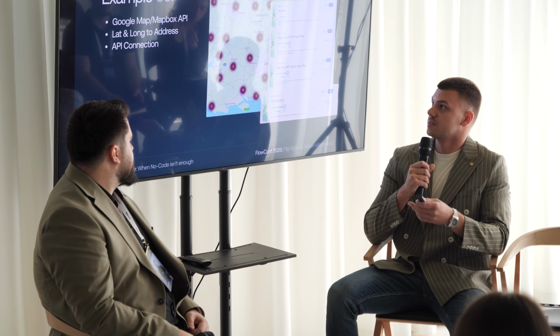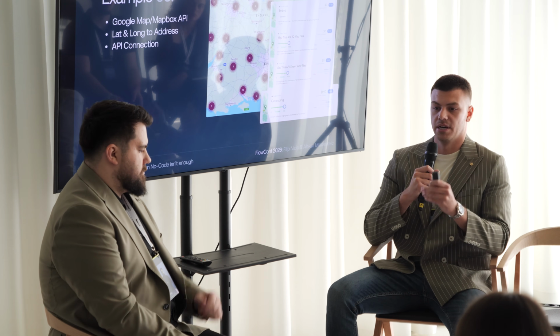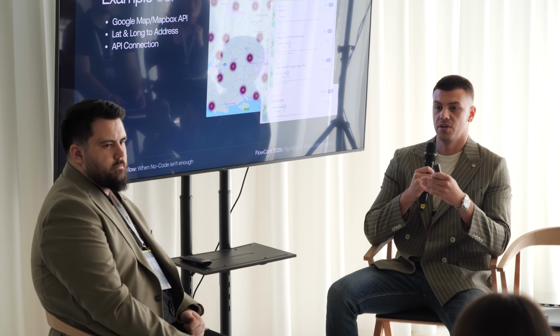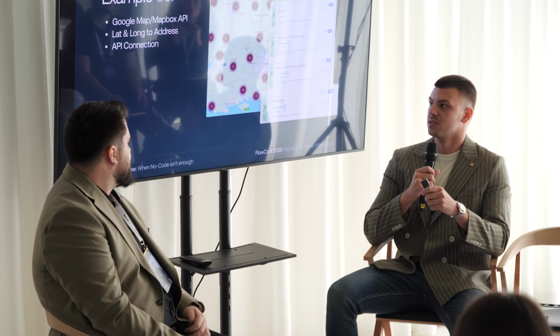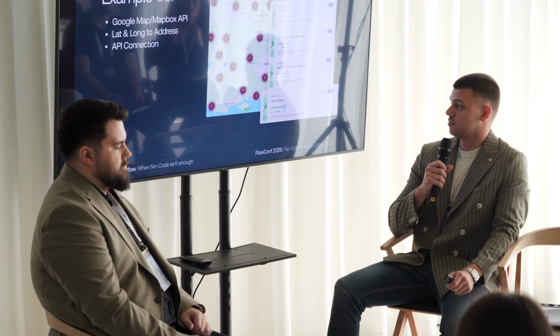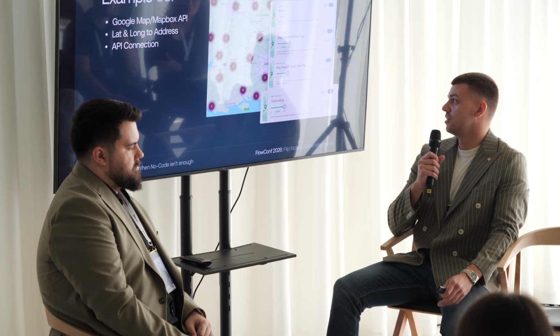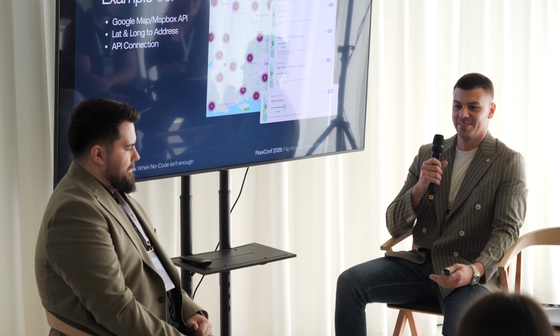So example number 3 is we worked on a map with pins, and of course you can use Google Maps or the Mapbox API for this. When we were first starting to do this, we had a lesson to learn. For one client, we had the latitude and longitude coordinates, but he also wanted the street address, the exact street and the number. So we used the geocoding tool from Google Maps, and we didn't know this is a paid feature. So this is the price we had to pay.